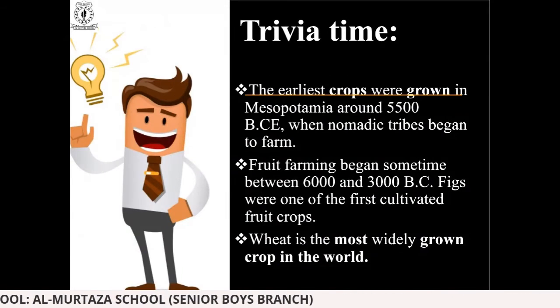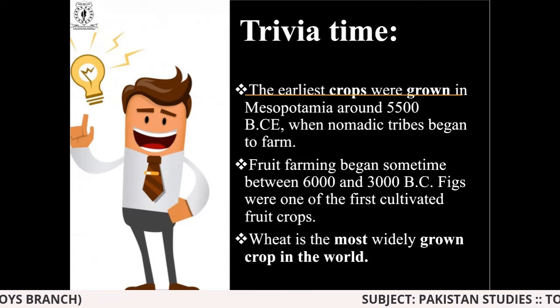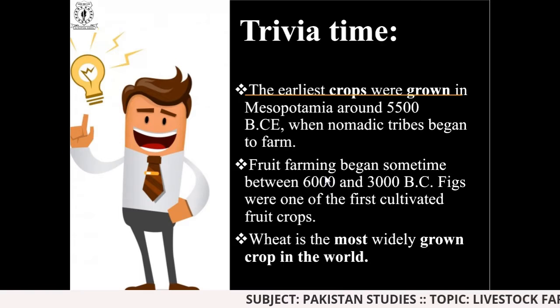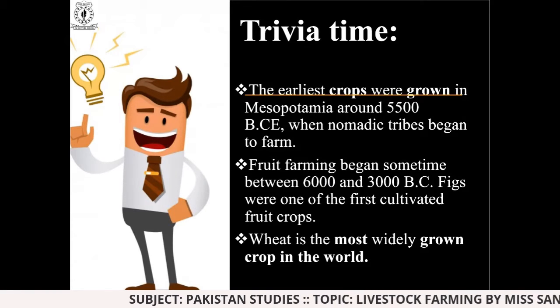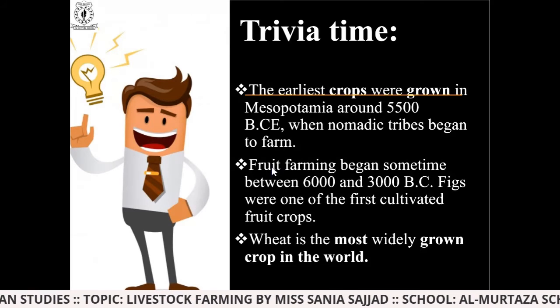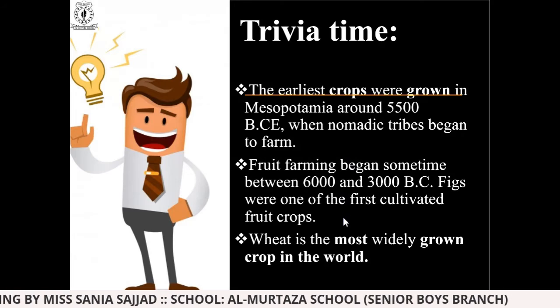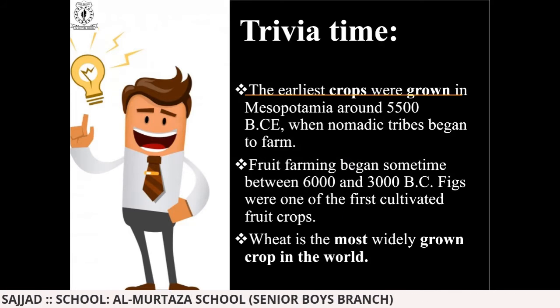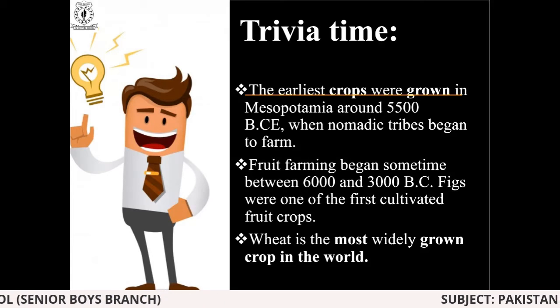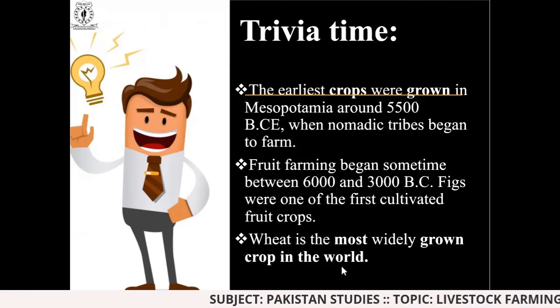Then trivia time. This is additional information which I'm giving over here. The earliest crops were grown in Mesopotamia around 5500 BCE when nomadic tribes began to farm. Fruit farming began sometime between 6000 and 3000 BC. Figs were one of the first cultivated fruit crops. Wheat is the most widely grown crop in the world.